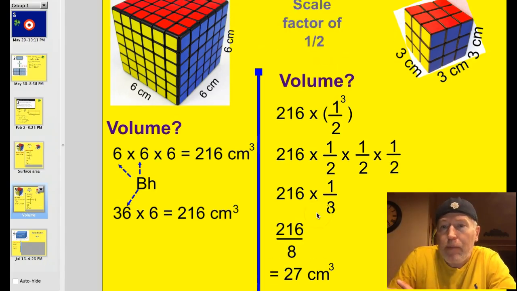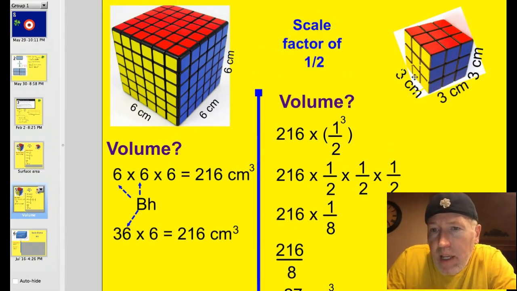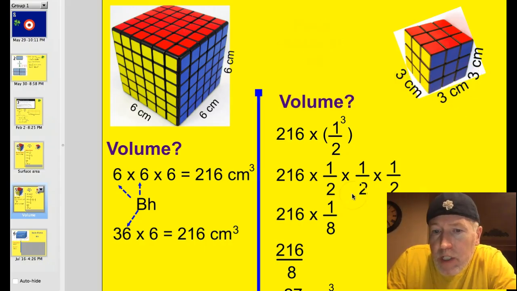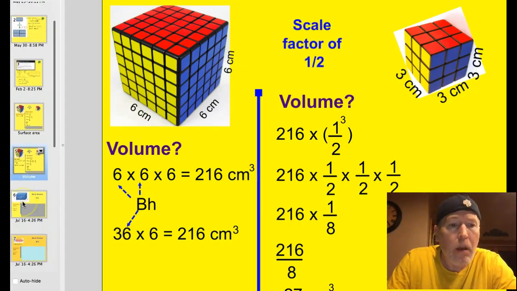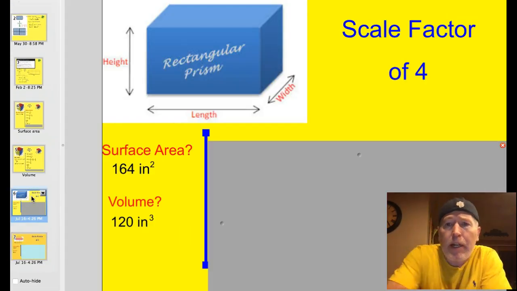And wait a minute, let's think about it. We know how to find volume on this guy. We can just go 3 times 3 times 3. 3 times 3 is 9, times 3 is 27. Cool, but we figured it out mathematically with the scale factor. This could come in handy, folks. All right, let's take a look at another one.